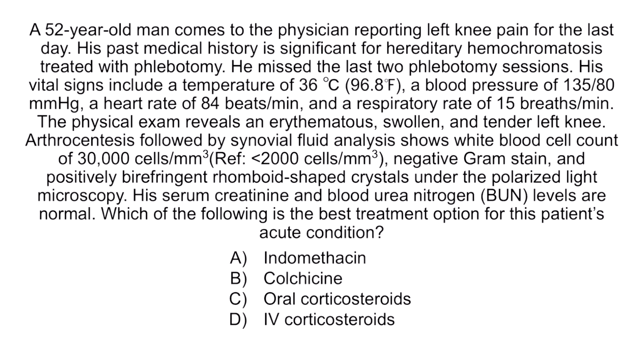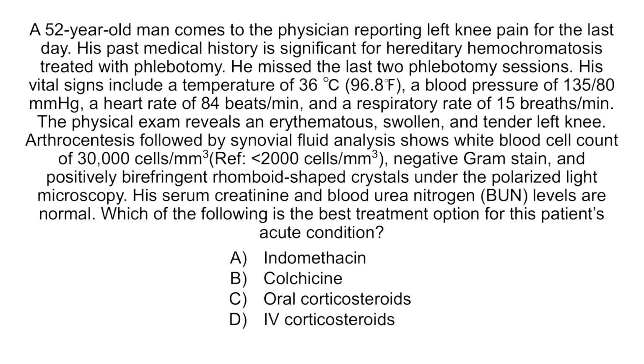A 52-year-old man comes to the physician reporting left knee pain for the last day. His past medical history is significant for hereditary hemochromatosis, treated with phlebotomy. He missed the last 2 phlebotomy sessions. His vital signs include a temperature of 36 degrees Celsius, a blood pressure of 135/80, a heart rate of 84, and a respiratory rate of 15.